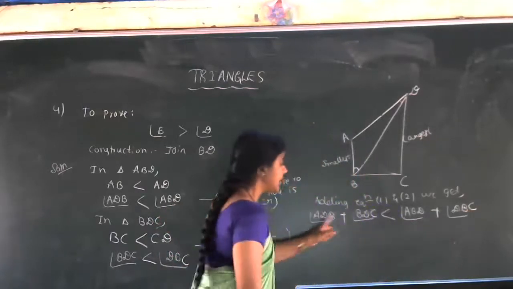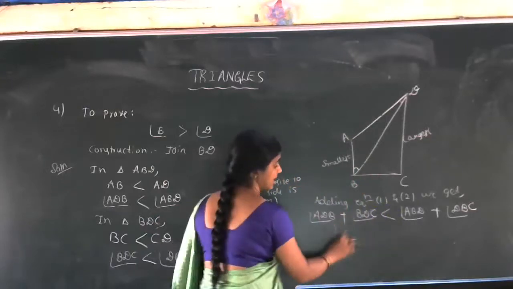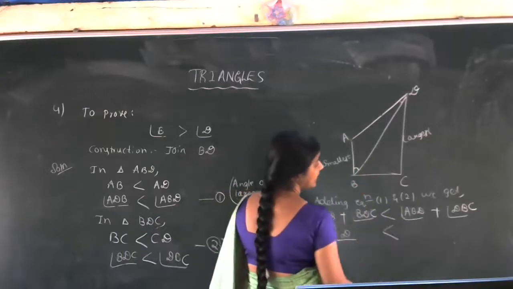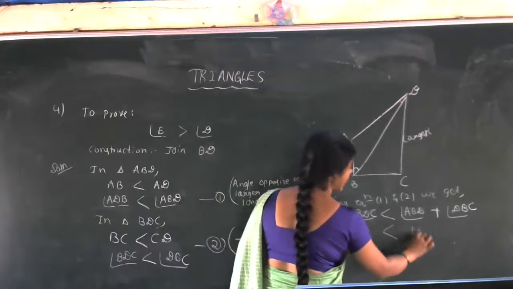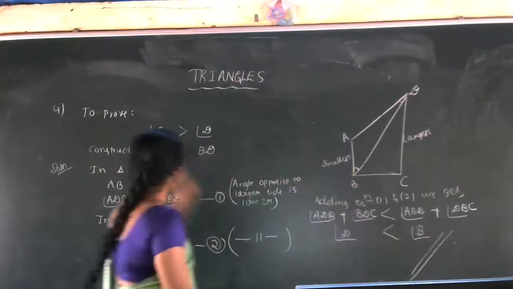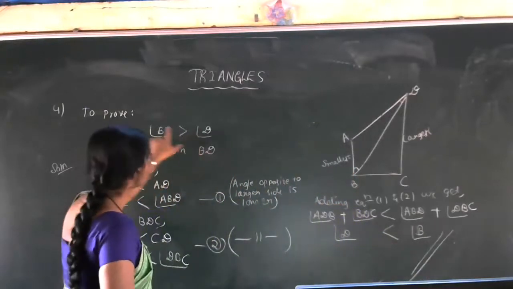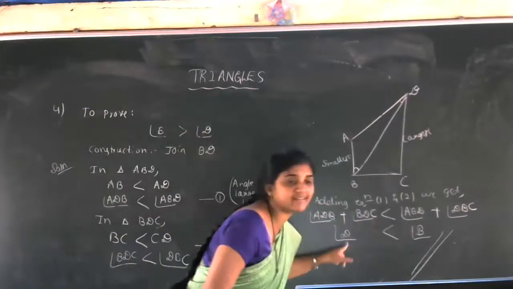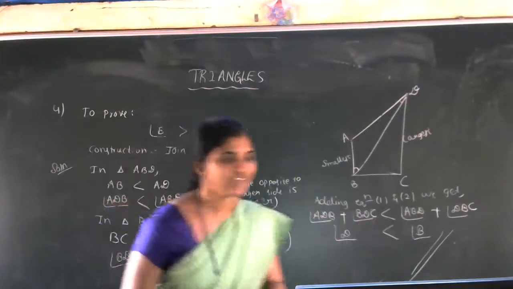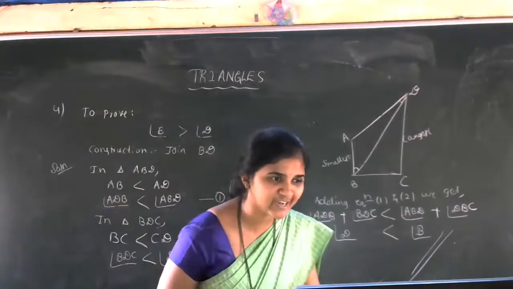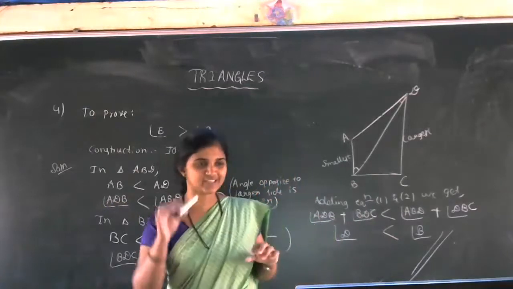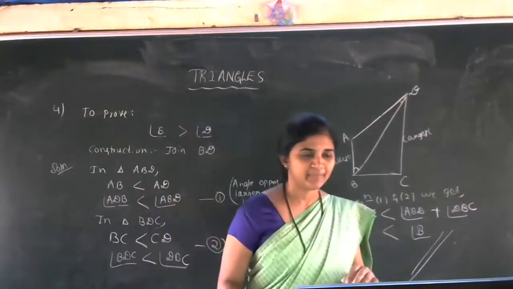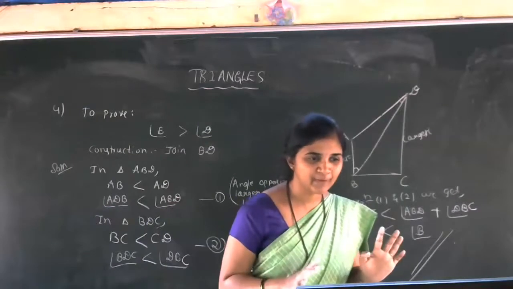Now, ADB plus BDC is total angle D, less than ABD plus DBC, total angle B. See the result? D is less than B. Okay, B is greater than D. Yes, of course, B is greater than D. We got the result. Got the difference between the first and second proof, students? The proof in the fourth problem. Got the idea of the fourth problem now?